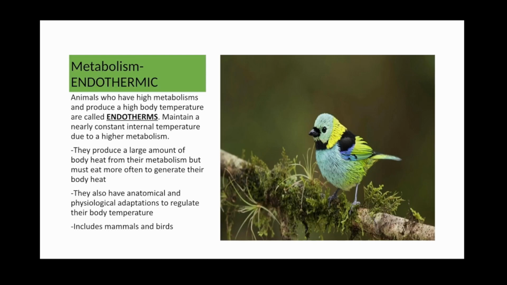We call these organisms endotherms. They produce a lot of heat because they eat a lot of food and they break down that food to produce heat. So endotherms maintain a nearly constant internal temperature, but they also have to eat a lot more food. So there are benefits and drawbacks to being an endotherm. They produce a lot of body heat, but they must eat a lot to generate that heat. And of course, they have adaptations that, as endotherms, help them regulate their body temperature.